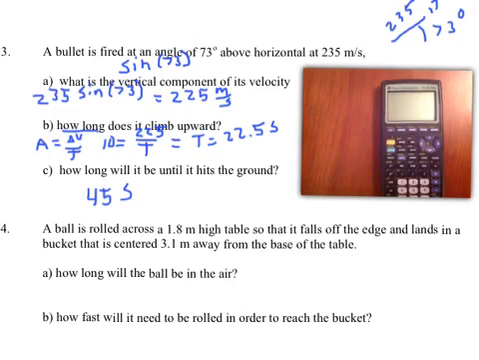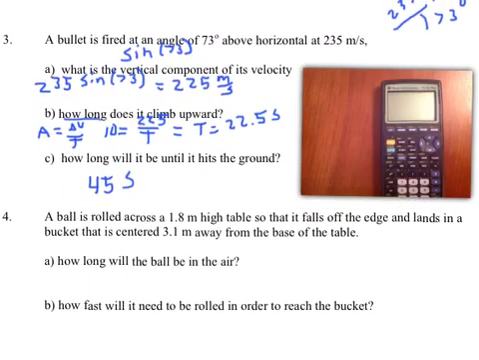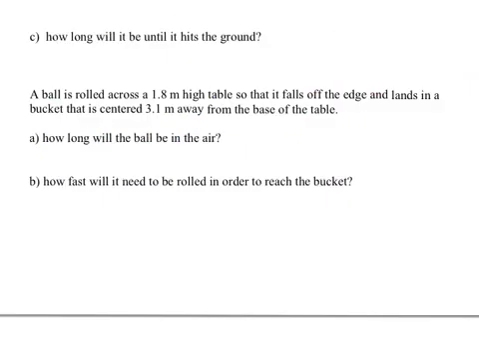Alright, that was fun. Let's try the next one here. So here's what I've got. I have a table, and I have a ball rolling across the table. I have a bucket over here on the ground. The table, from here to here, is 1.8 meters, and from the edge of the table to the center of the bucket is 3.1 meters.